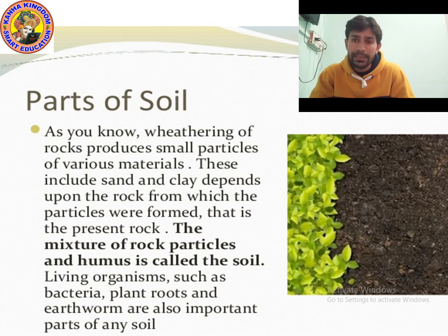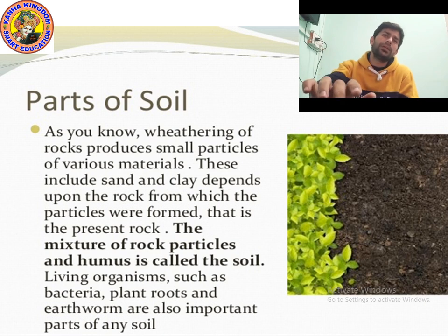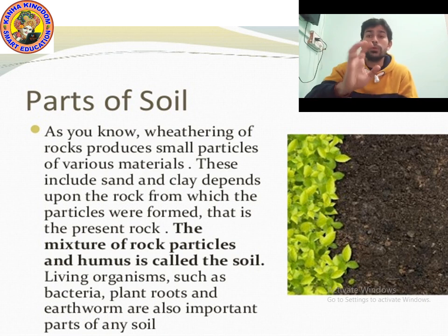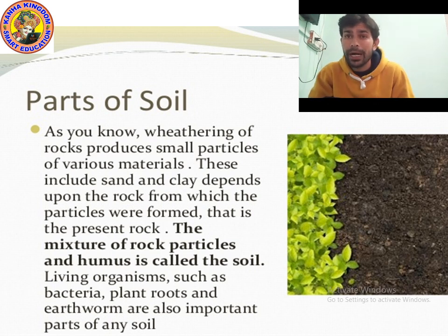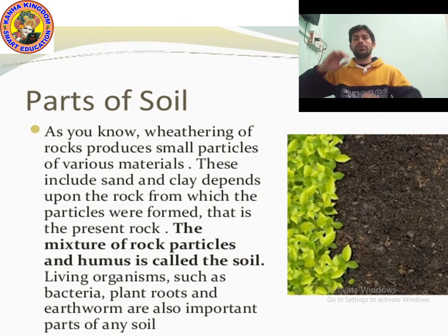So there are three horizons, or layers: A horizon, B horizon, C horizon, and just below the C horizon is bedrock. Actually, the soil profile can be divided into five parts: O horizon, A horizon, B horizon, C horizon, R horizon. But mainly we study only three horizons: A horizon, B horizon, C horizon.